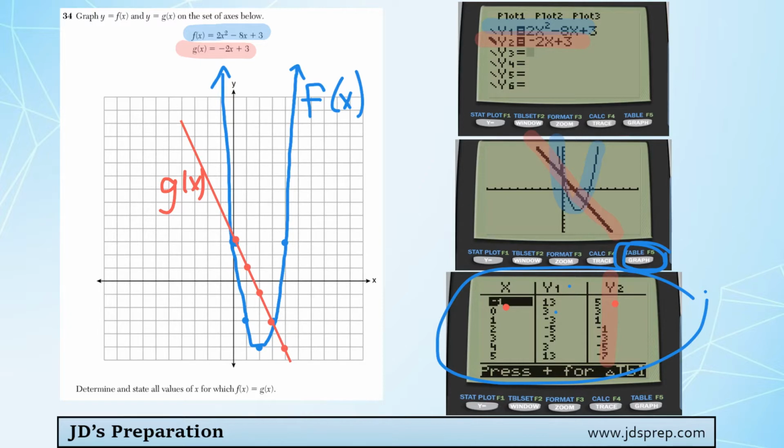Second part is asking for us to determine and state all values of x for which f of x is equal to g of x. In other words, when are they intersecting each other? And we can see that that is happening twice, right here and right here. So those are the points 0, 3, and 3, negative 3. But all they're asking for is the values of x. So we can finish off just by stating the answer to that is when x is equal to 0 and 3.